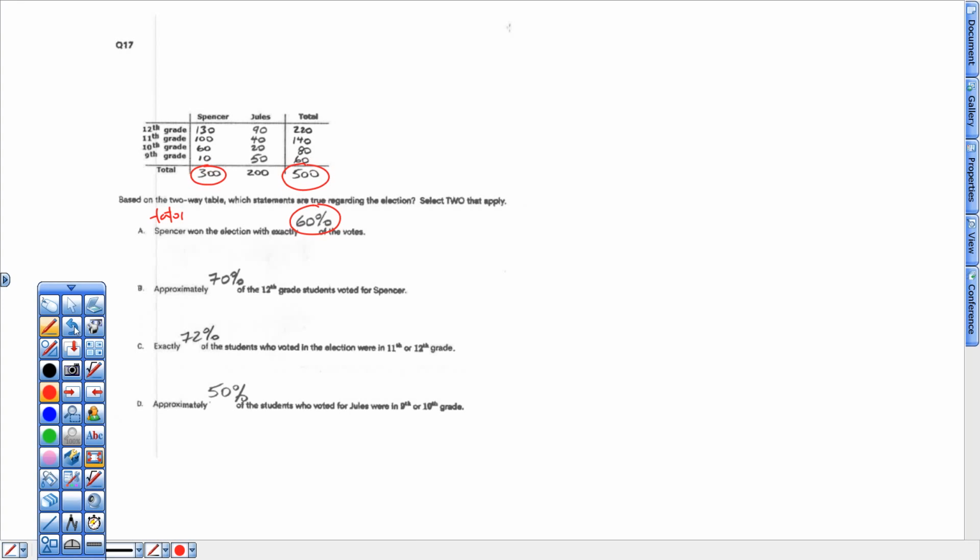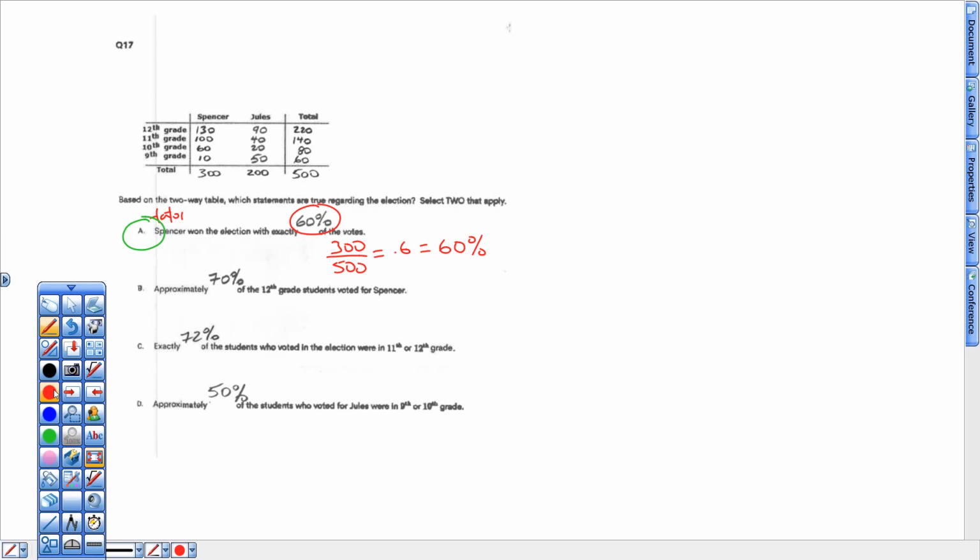So for that one here, if I could clear that up a little bit, that gives me 300 divided by the total of the entire set, and that does give me 0.6, which is 60%. So you can see he won with exactly 60%. All right, next one. Approximately 70% of the 12th graders voted for Spencer.